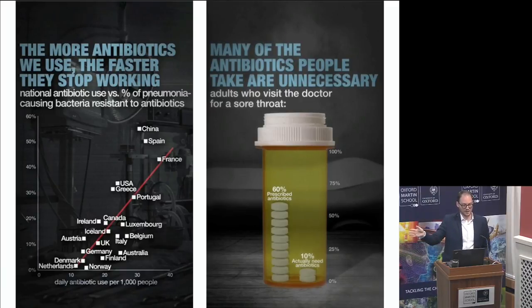So on the left figure, you'll see that it's really just showing that the more antibiotics we use, the faster they stop working. So it's showing by countries. On the x-axis, it's the daily antibiotic use per 1,000 people within countries, modeled onto the percentage of pneumonia-causing bacteria within that country that are resistant to antibiotics. And so it's a clear association. In those countries that use more antibiotics, there's more resistance.